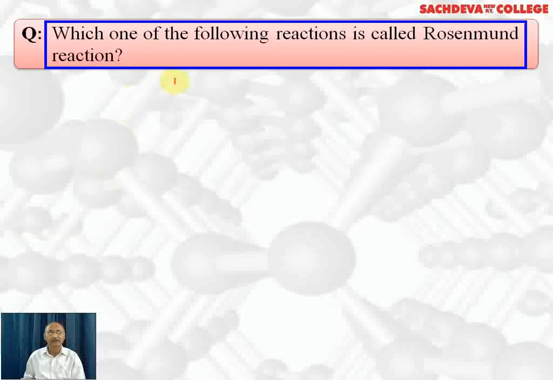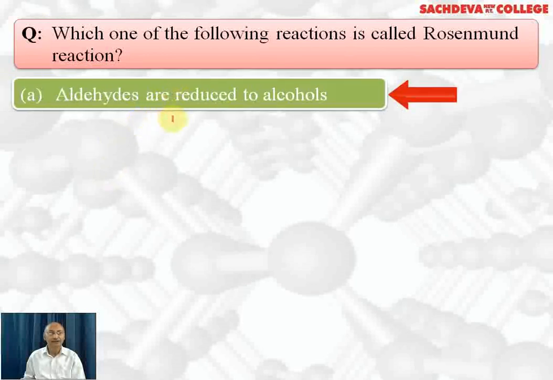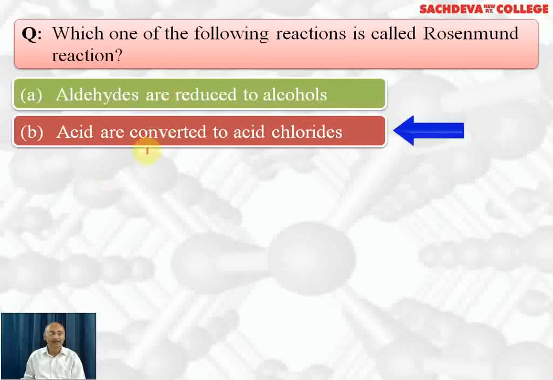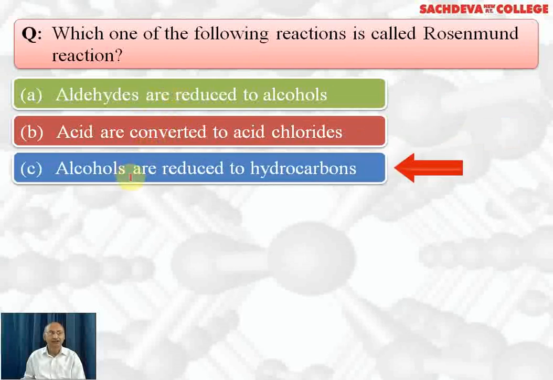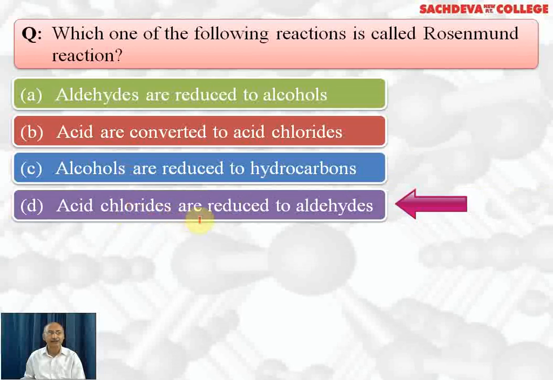Next, which one of the following reactions is called Rosenmund reaction? Aldehydes are reduced to alcohol? No. Acids are converted into acid chloride? No. Alcohols are reduced to hydrocarbons? No. Acid chlorides are reduced to aldehyde? Yes. So in Rosenmund reaction, acid chlorides are reduced to aldehydes by using hydrogen and palladium on BaSO4. So D part is the correct answer.